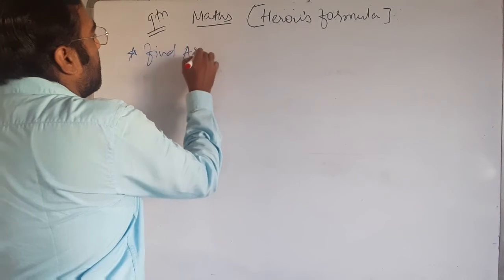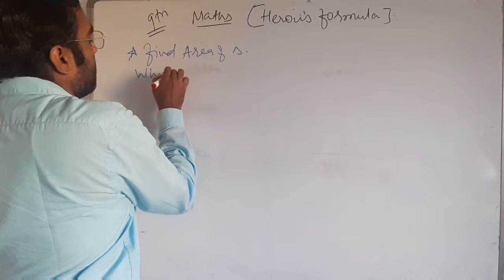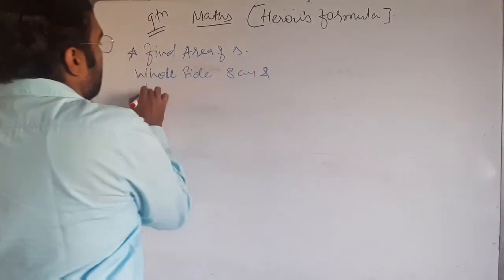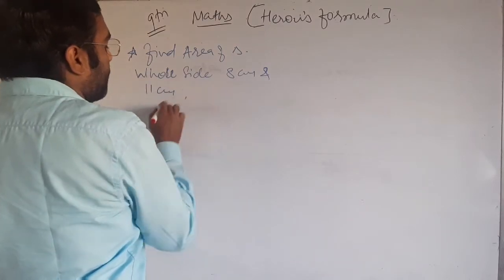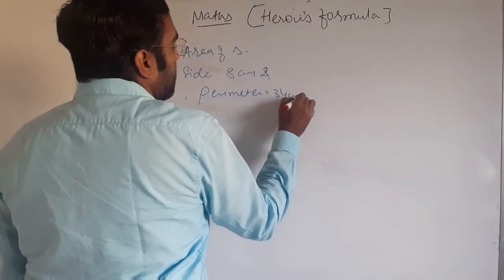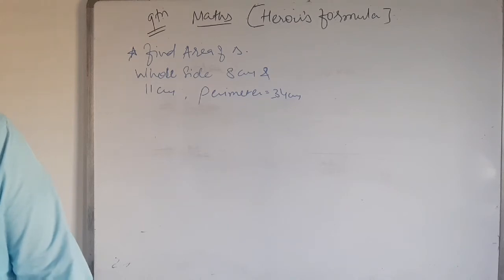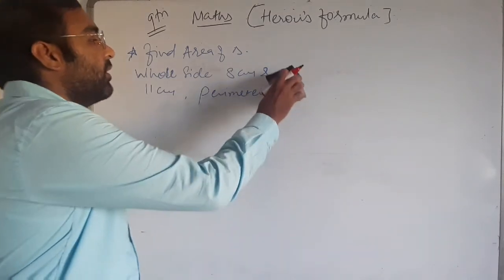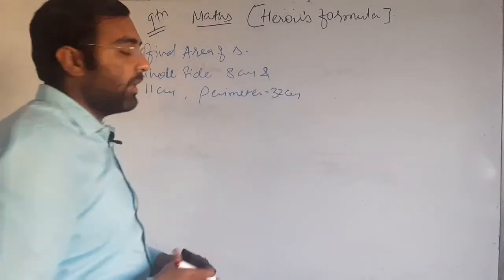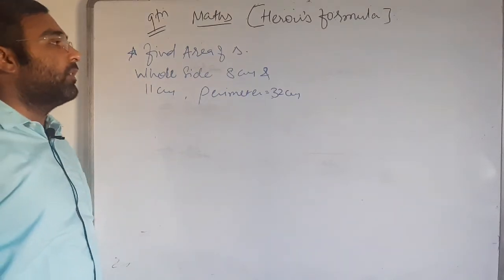Find the area of the triangle whose sides are 8 centimeter and 11 centimeter, and the perimeter is given as 32 centimeter. So you have to find the area of the triangle.